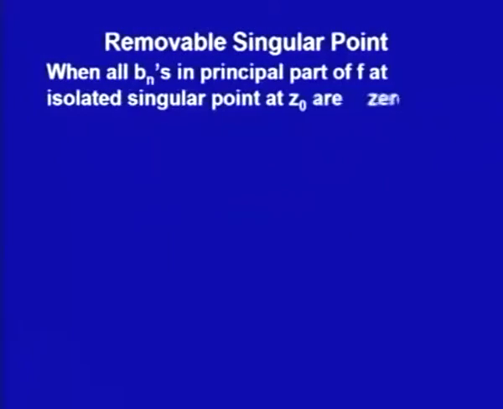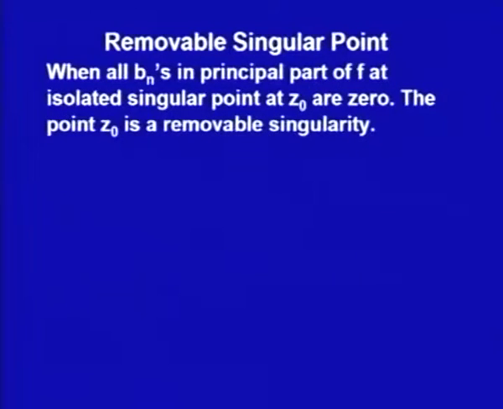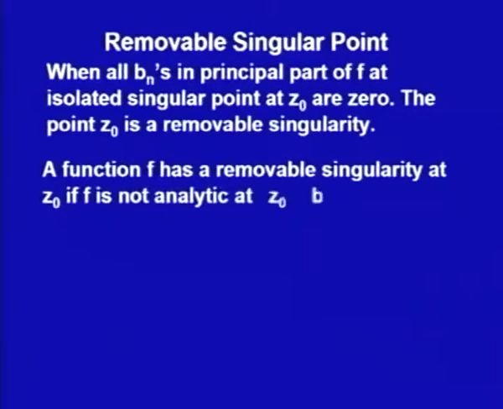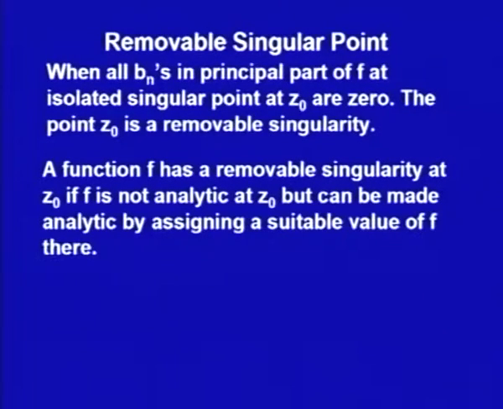When all bn's in the principal part of f at an isolated singular point z naught are 0, the point z naught is called a removable singularity. In other words, why are we calling it removable? Because it can be removed. A function f has a removable singularity at z naught if f is not analytic at z naught, but can be made analytic by assigning a suitable value of f there.